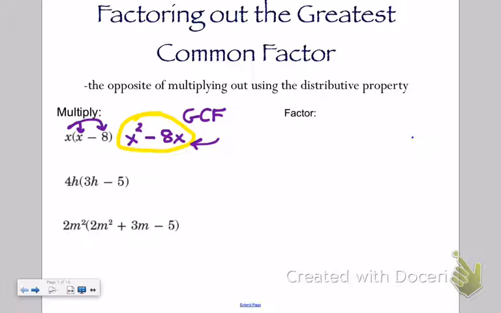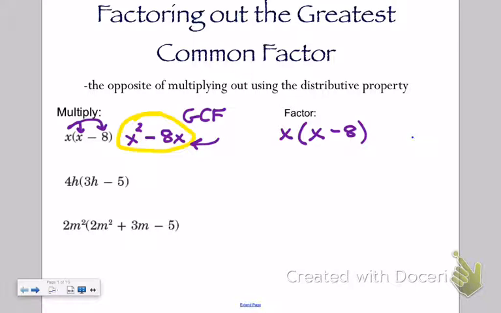X squared and negative 8x, well, if we look at the coefficients 1 and 8, there's no GCF there, but they both have an x, so we can pull out that x. Then we ask ourselves, what do we need to multiply x by to get x squared? X times x is x squared. Then we ask ourselves, what do we need to multiply x by to get negative 8x? We multiply it by negative 8. So we're basically undoing the distributive property.